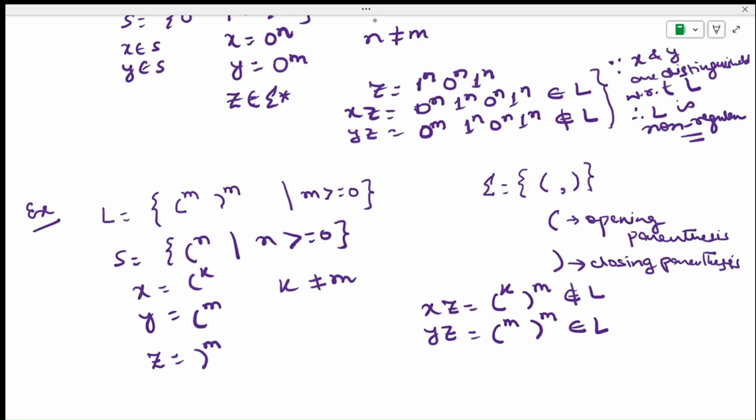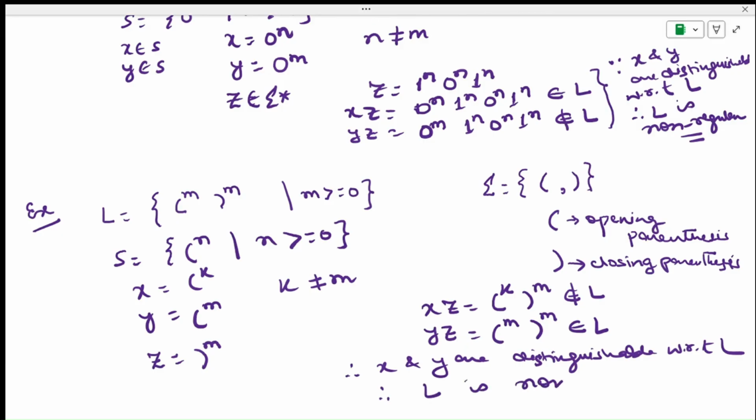So therefore x and y are distinguishable with respect to L. Therefore we say that the language is non-regular.